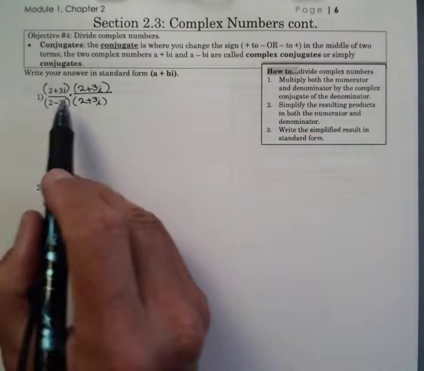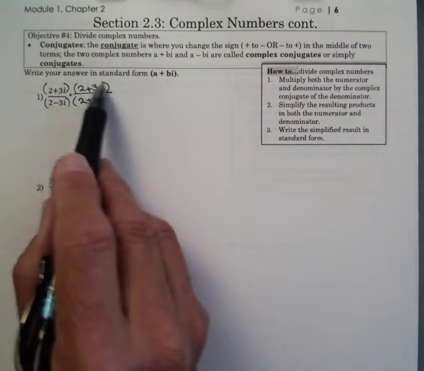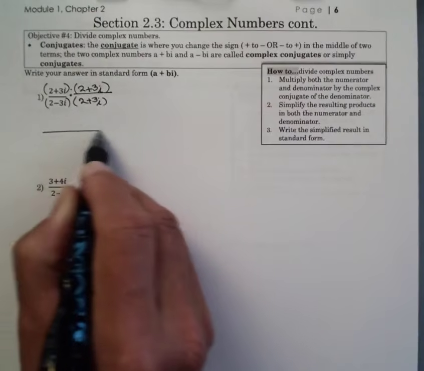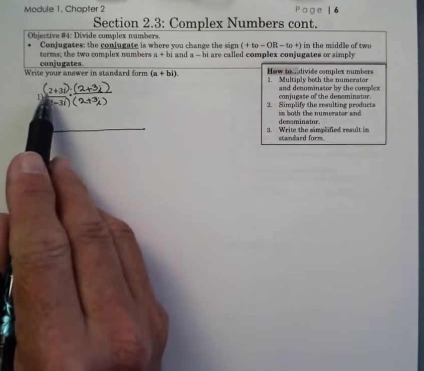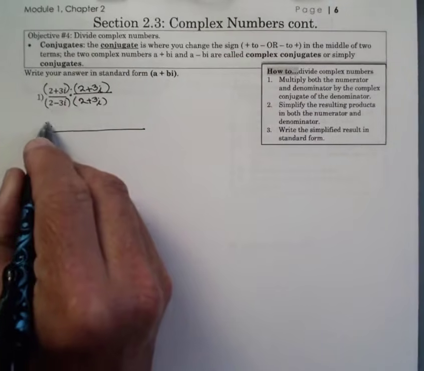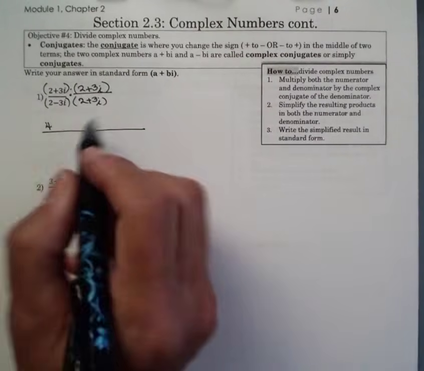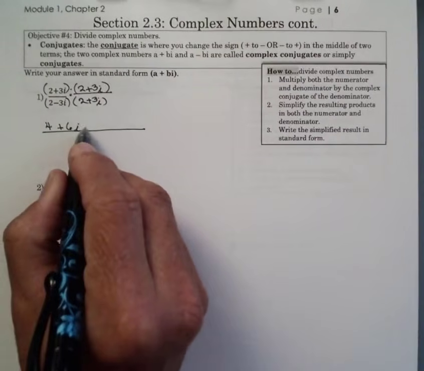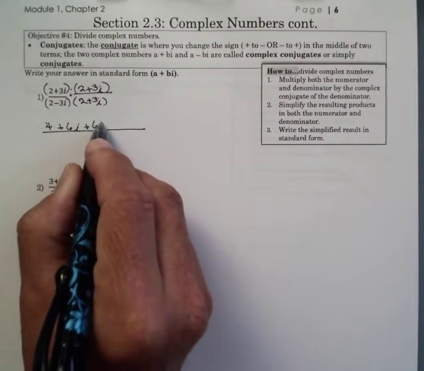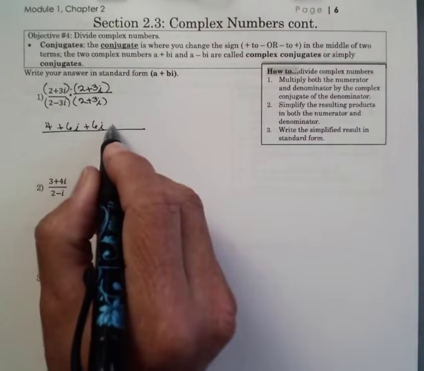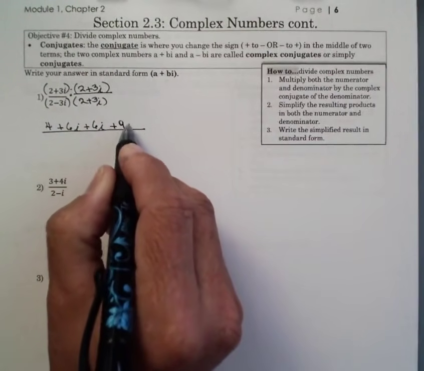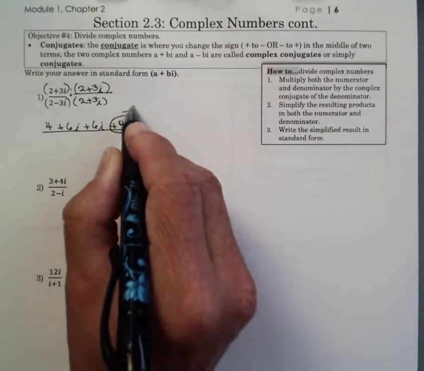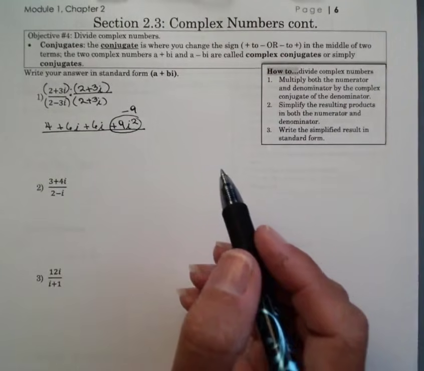Now what I've got to do is resolve this by foiling the top and foiling the bottom, and I'm going to write it out as one big fraction as I do that. In the numerator, I'm going to say 2 times 2 is 4, and then outside, 2 times 3i is going to give me a 6i. Inside, 3i times 2 is going to give me another 6i. And last is going to be 3i times 3i, which is going to be a positive 9i squared. Now I'm going to go ahead and circle that one because I'm going to change it to a -9, okay?